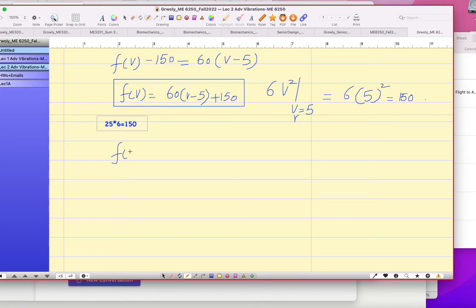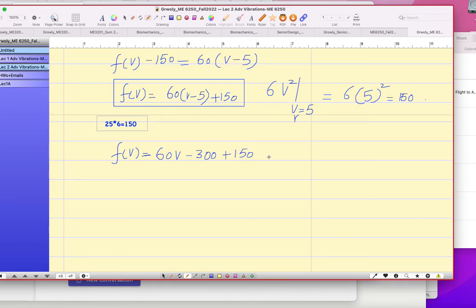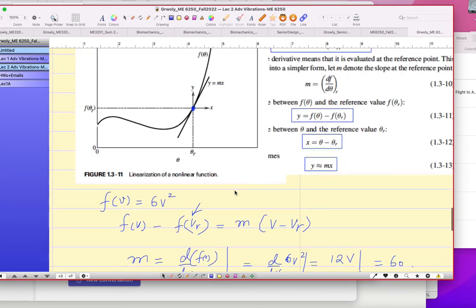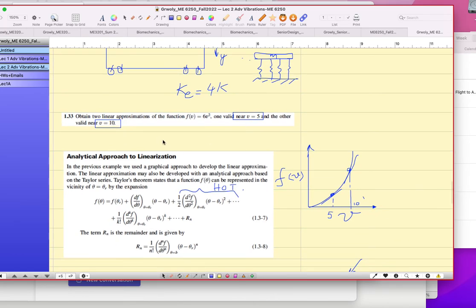Rearrange it. f of v equals 60v minus 5 times 60, which is 300, plus 150. So the final equation is 60v minus 150. So it has been linearized. Similarly, you can do the same method for the second equilibrium point, which is 10. I will not do it for 10, but you have understood how to do it for 10.